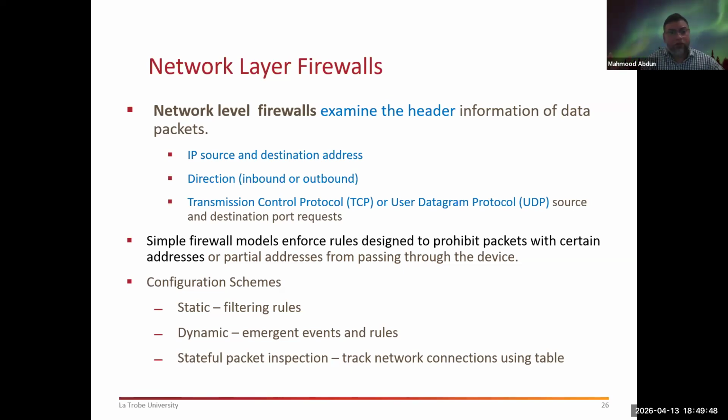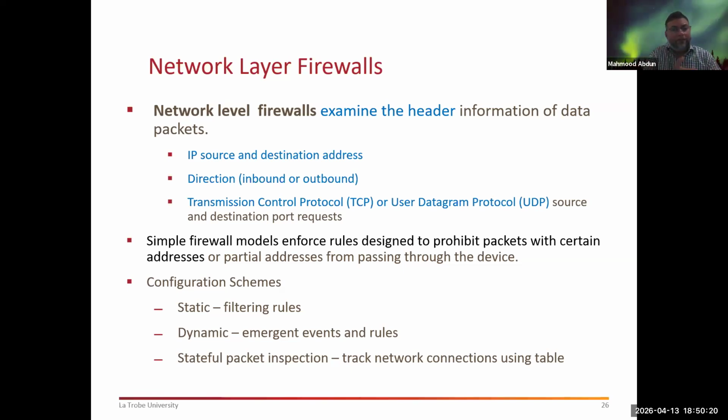Okay, and this is one of the ways that many administrators control what type of domains or IP addresses their users can visit and then go to, and this can be controlled to some extent at the network level. So there are different kinds of configuration schemes: static rules, dynamic rules, and stateful packet inspection. There are 3 configuration options for these network layer firewalls.